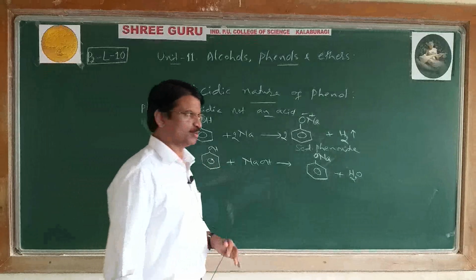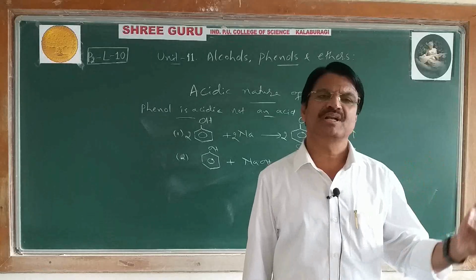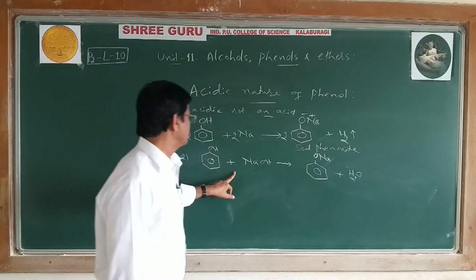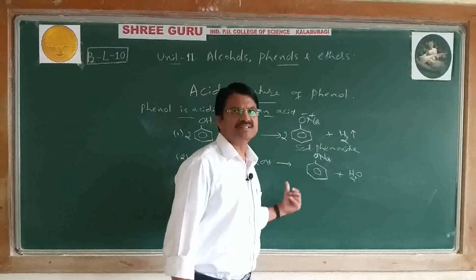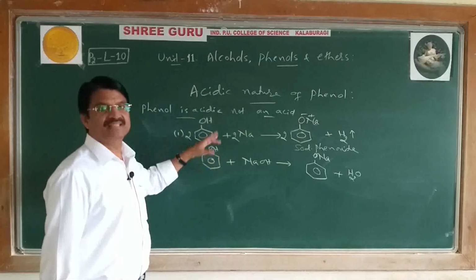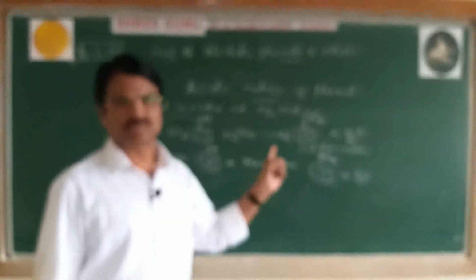Again there is one question: phenol is more acidic than alcohol and water, to prove this, give one equation. Write this equation: phenol reacts with sodium hydroxide to form sodium phenate and water. This reaction proves that phenol is more acidic than water and alcohol.